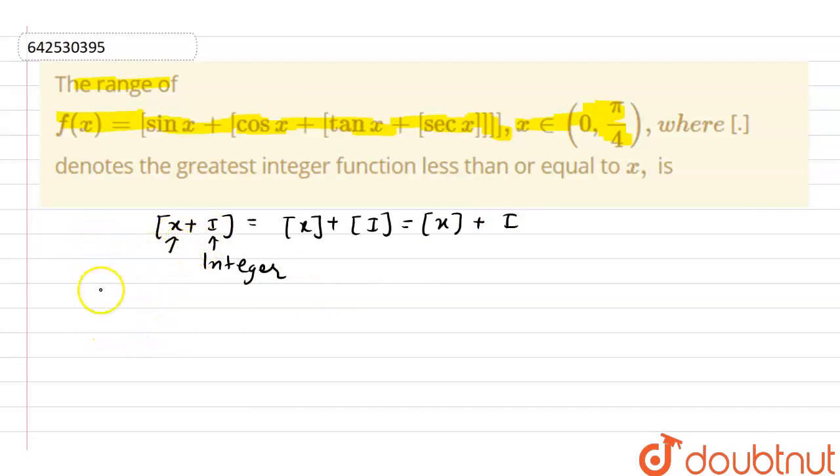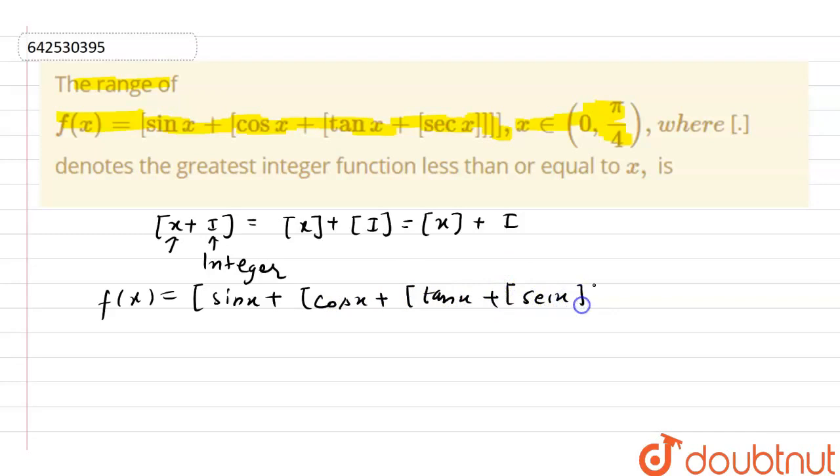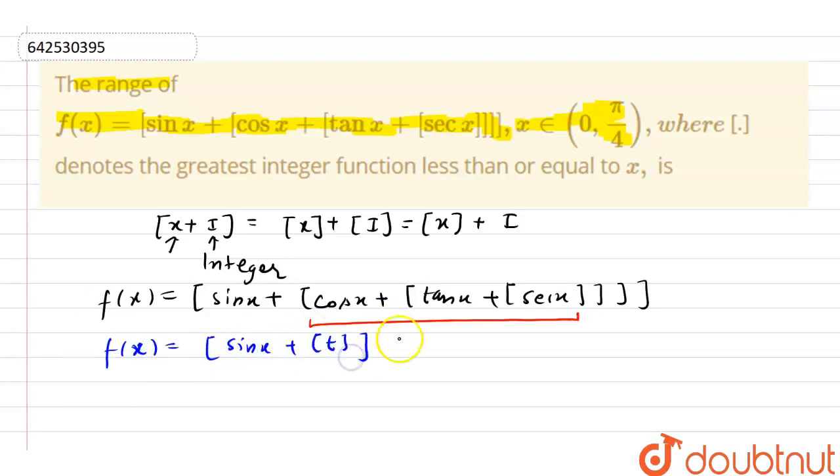Now for my function, what is my function? My function is greatest integer of sin x plus greatest integer of cos x plus greatest integer of tan x plus greatest integer of sec x, and the whole in the greatest integer. For some time, let us assume this as t. So I can say my function is greatest integer of sin x plus greatest integer of t. Now I can dissociate it as greatest integer of sin x plus greatest integer of t.